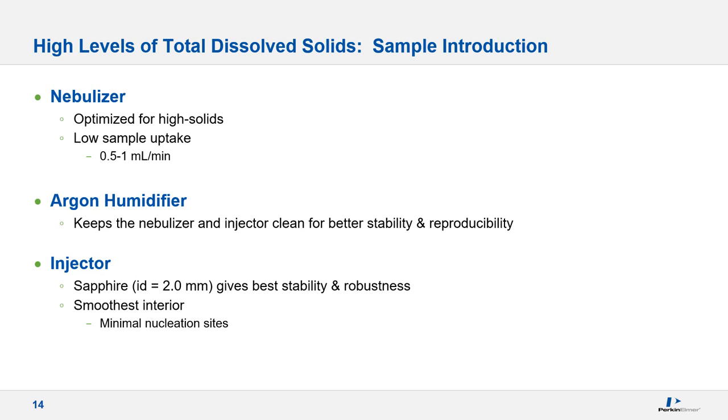The choice of injector will also help with stability and reproducibility. A sapphire injector with a 2.0 millimeter ID gives the best stability and robustness. Sapphire injectors are much smoother on the inside than injectors made from other materials. This will reduce nucleation sites, minimizing the chance for solids to deposit and cause problems.